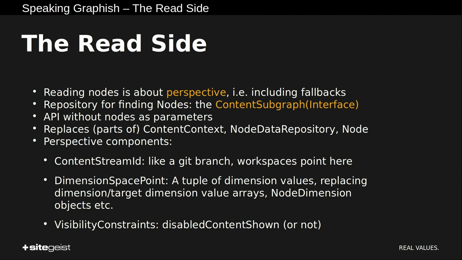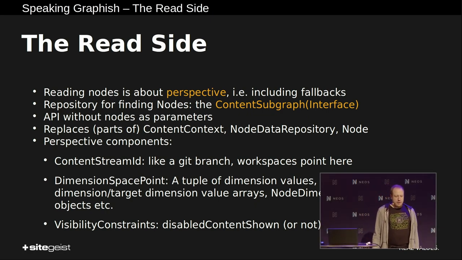So just like your usual Flow repository or Doctrine repository or any kind of repository you created, it's basically a thing you can query and you get a certain kind of object as an answer. And the content subgraph is your repository for finding nodes. The API is without nodes as parameters. That means you only always need identifiers to find something. So you don't have to already have a node to find another node. Then it's basically a replacement for parts of the content context, node data repository, and the old node model. It's basically your repository where you go to.